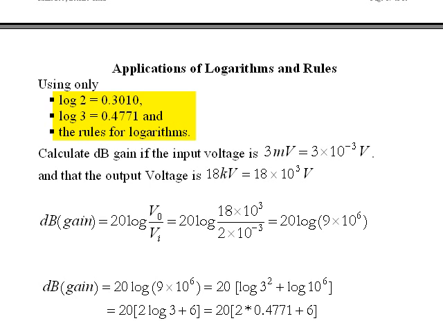Okay, we're going to start with the dB gain for a voltage amplifier, which is 20 times the log of V out over V in. The input voltage is going to be 3 millivolts. This is engineering notation. Milli in engineering notation is times 10 to the minus 3. So I'm going to write both of them in terms of voltage. The output voltage will be 18 kilovolts, so it's 18 times 10 to the third. So they're both in volts. I can make this ratio out of them right here.